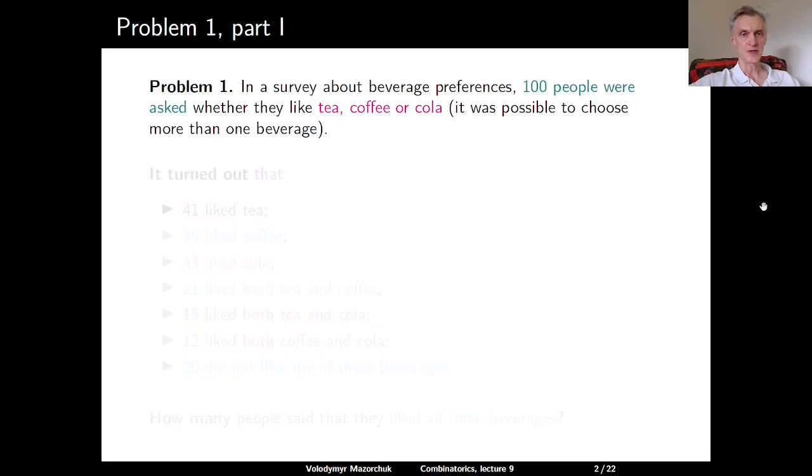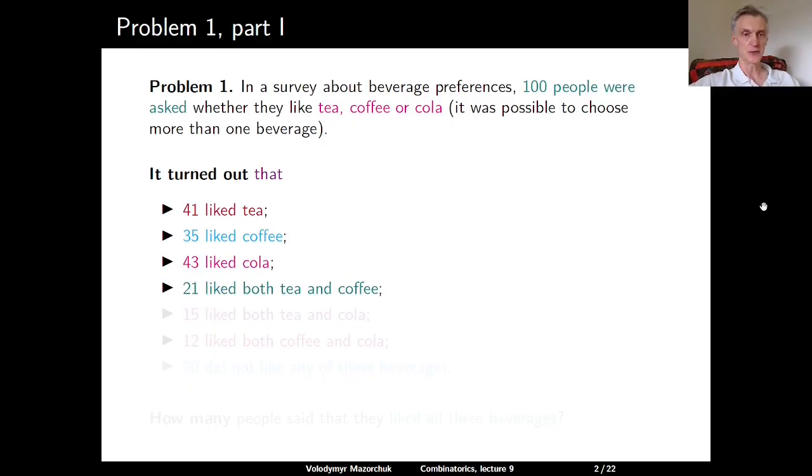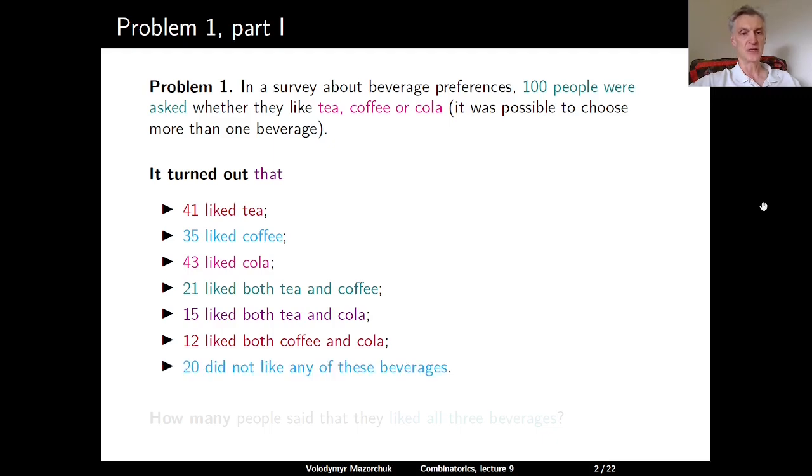Problem 1. In a survey about beverage preferences, 100 people were asked whether they like tea, coffee or cola, and it was possible to choose more than one beverage. It turned out that 41 liked tea, 35 liked coffee, 43 liked cola, 21 liked both tea and coffee, 15 liked both tea and cola, and 12 liked both coffee and cola. 20 people didn't like any of these beverages. The question is, how many people said that they liked all three beverages?